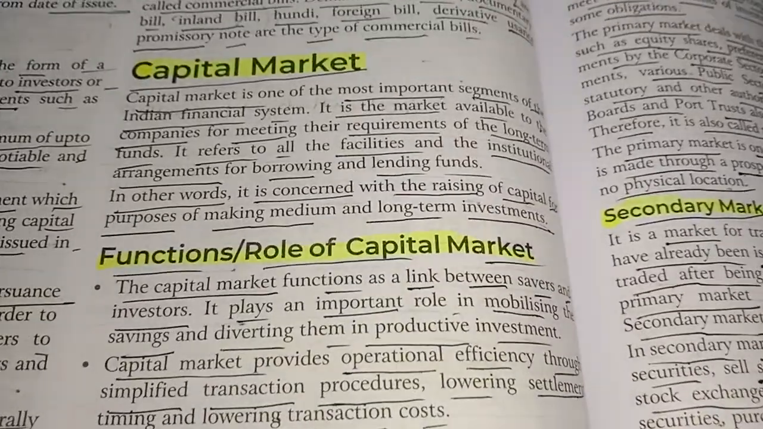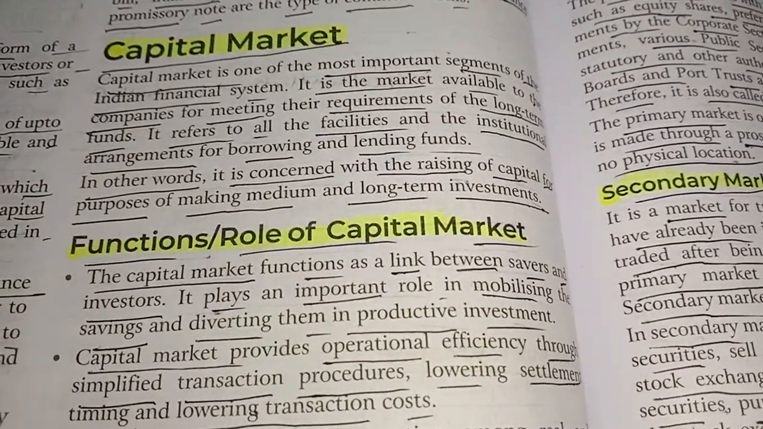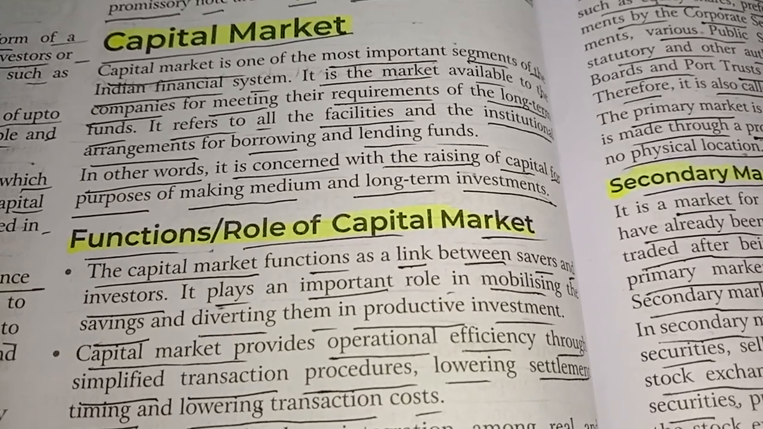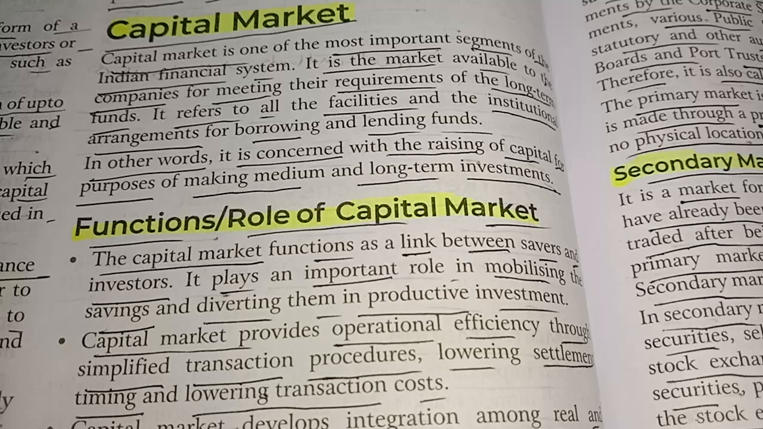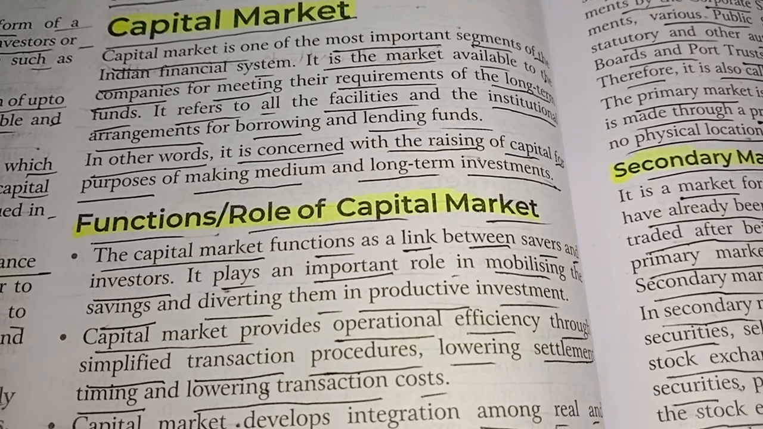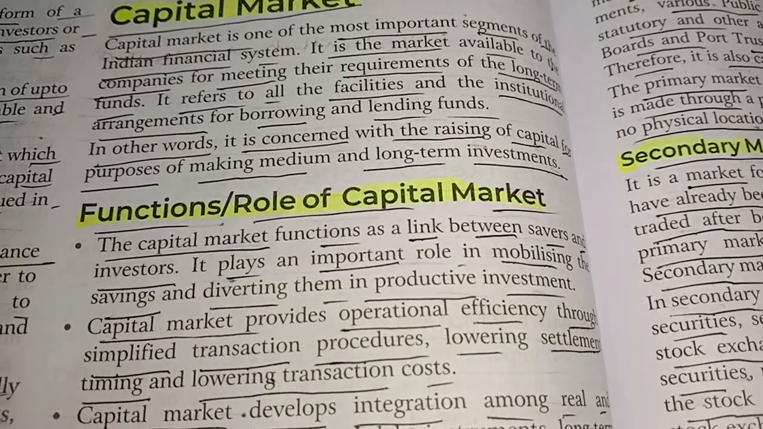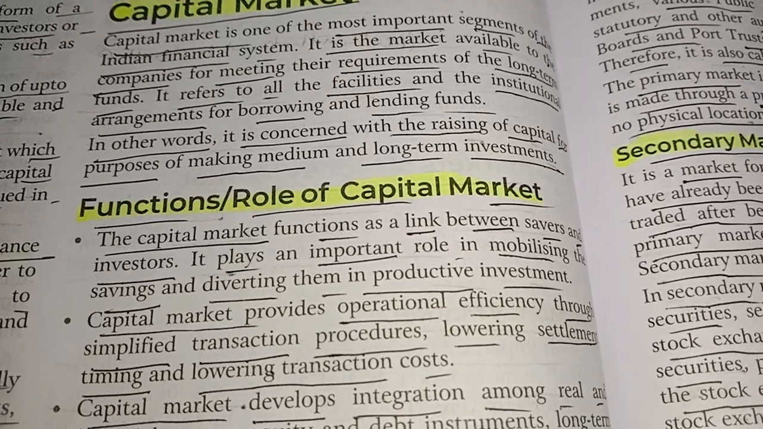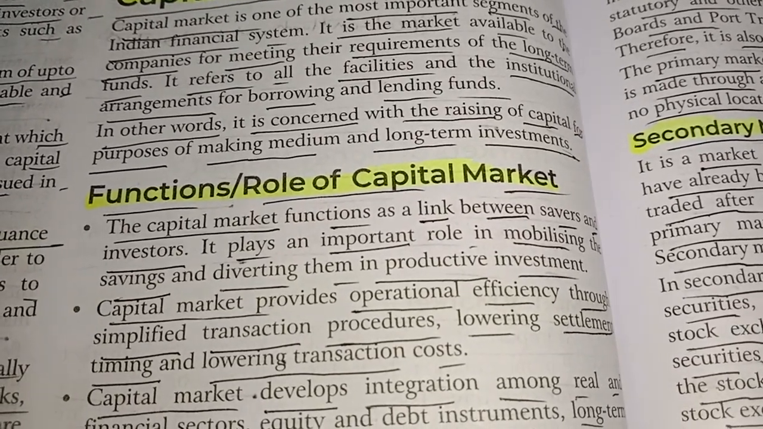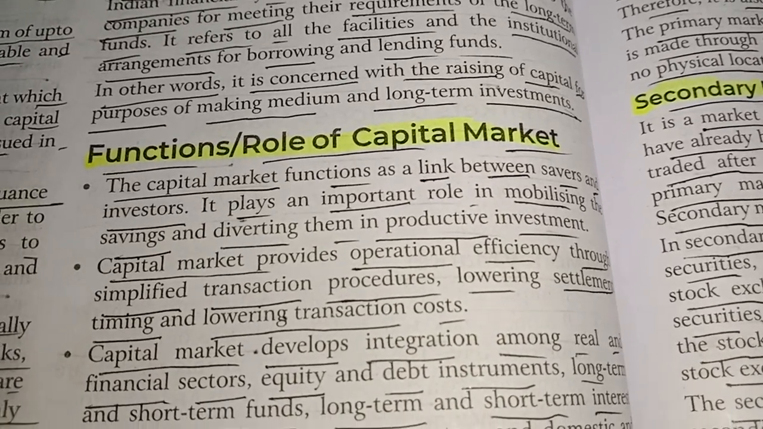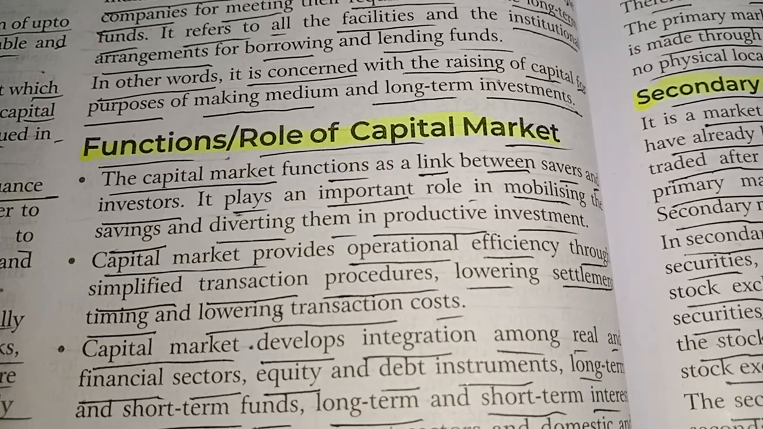Functions and role of capital market. The capital market functions as a link between savers and investors. It plays an important role in mobilizing the savings and diverting them into productive investment. Capital market provides operational efficiency through simplified transaction procedures, lowering settlement timing and lowering transaction cost.